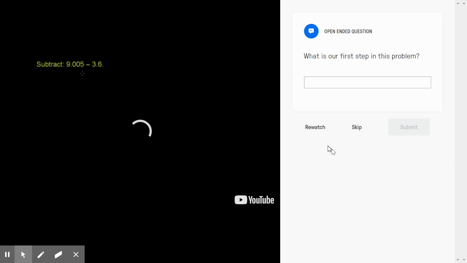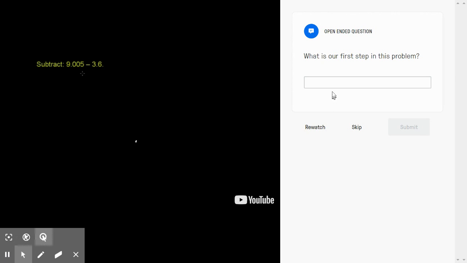We need to calculate 9.005 minus 3.6, or we could view it as 9 and 5 thousandths minus 3 and 6 tenths. Now, go ahead and take the next 30 seconds to type in the chat what is our first step in this problem. What is our first step in this problem?